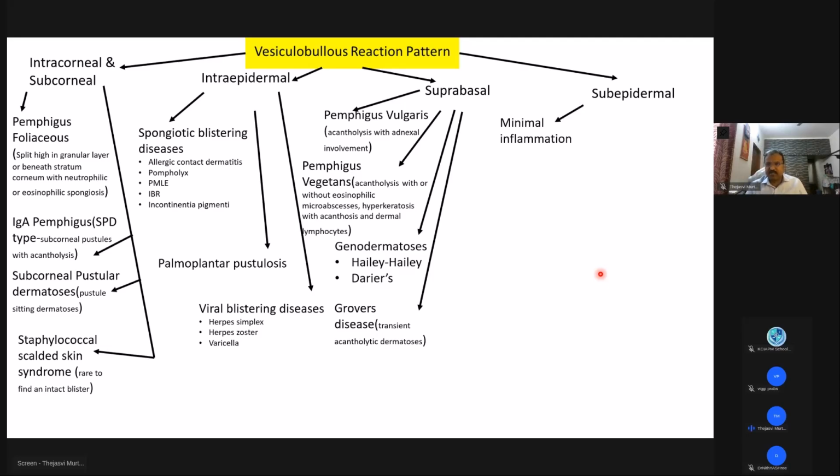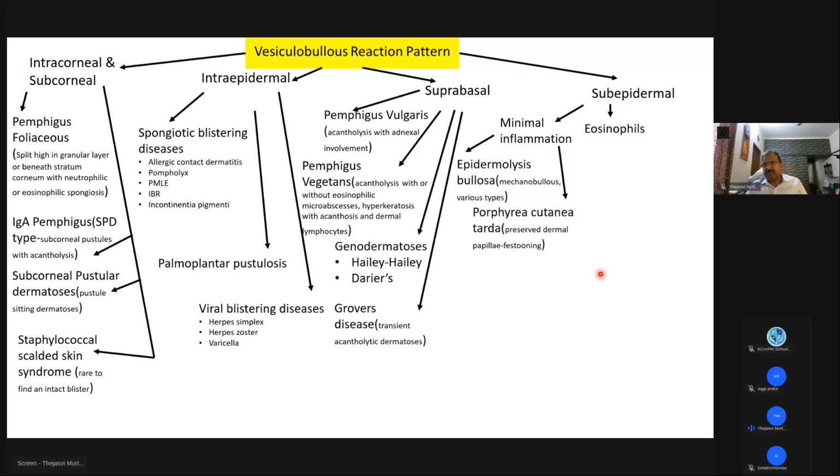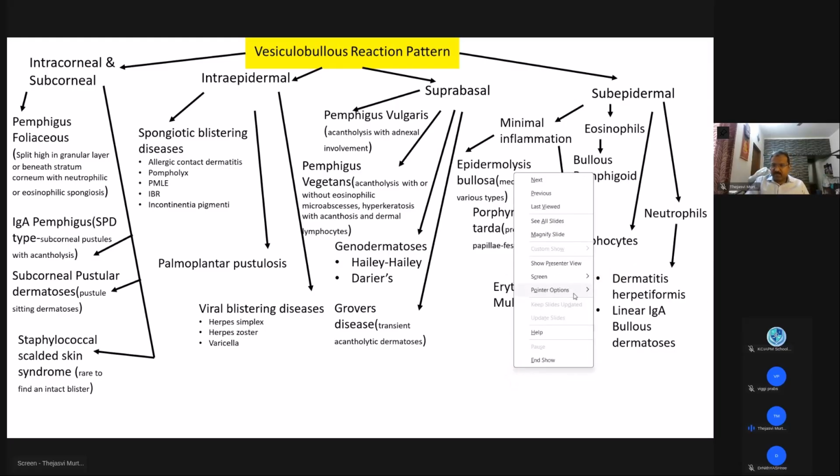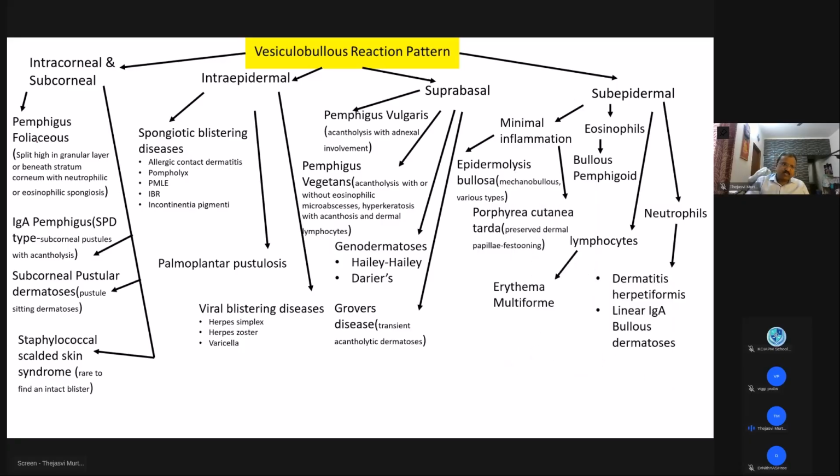Minimal inflammation, we already know about this. Epidermolysis bullosa is basically mechanobullous. Porphyria cutanea tarda has very minimal inflammation, preserved dermal papillae, festooning. Then with eosinophils, you're seeing subepidermal bullous pemphigoid. With lymphocytes, it can be erythema multiforme. With neutrophils, it can be dermatitis herpetiformis or linear IgA dermatosis. So we have quite a few groups of diseases here. You have to concentrate on where the split is and what the type of inflammation is.